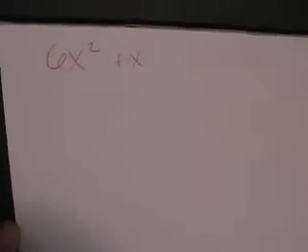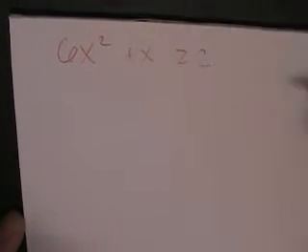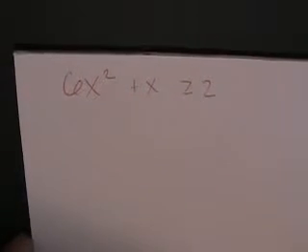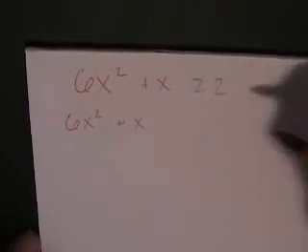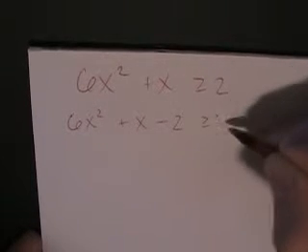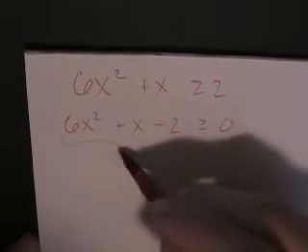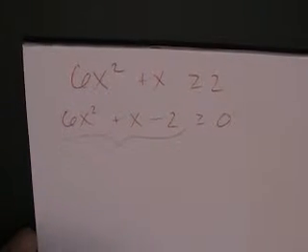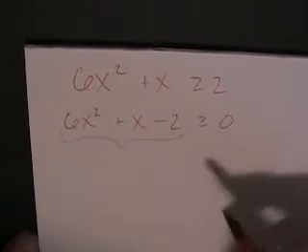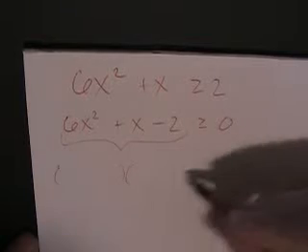Okay, so the inequality that you have reads 6x squared plus x is greater than or equal to 2. First I'm going to subtract the 2 to the other side. So you'll have 6x squared plus x minus 2 is greater than or equal to 0. Now, if you factor this side of the inequality, you could factor this trinomial into a pair of binomials.